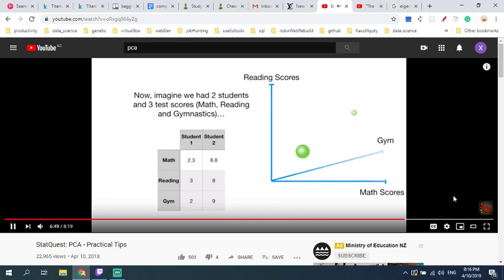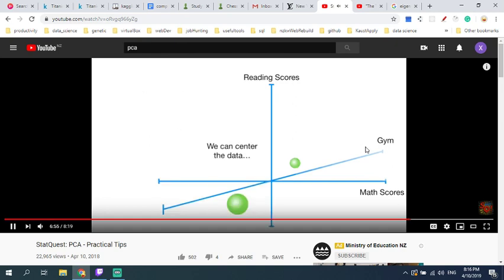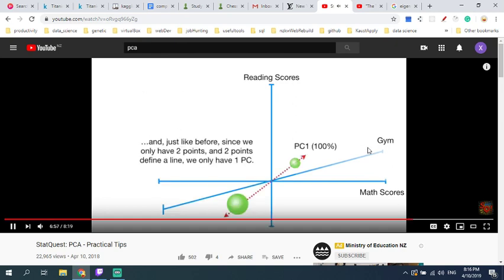Now, imagine we had 2 students and 3 test scores, math, reading, and gymnastics. We can center the data, and just like before, since we only have 2 points, and 2 points define a line, we only have one PC.